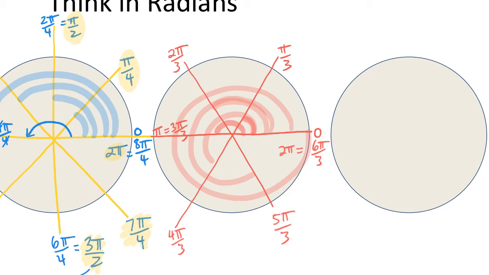Awesome. So again, we have some key markers here. We need to know this pi by 3, this 2 pi by 3, this guy is just pi, 4 pi by 3, 5 pi by 3, and then of course all the way around is just 2 pi.